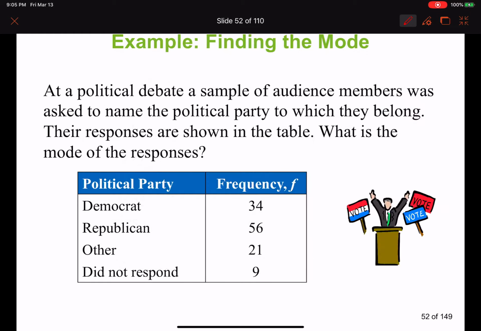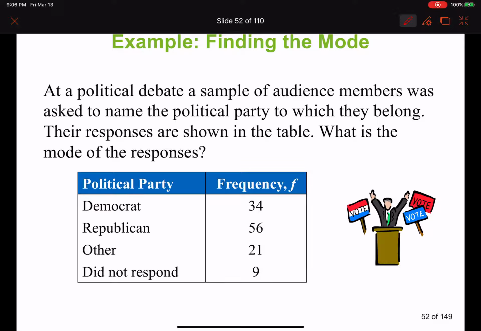Okay, here is the question. Let's solve the question. Find the mode. They are questioning Democrats, Republican, other, and people did not respond. So 34 people responded positively about Democrats, let's say. 56 responded positively about Republicans. 21, other. 9 did not respond.